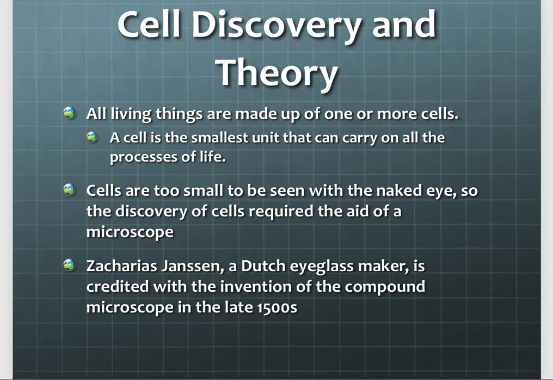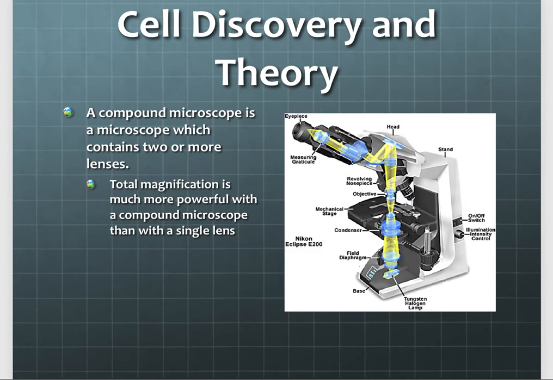So you have to have that magnification as well as resolution, and the resolution part is making it sharp. So it really wouldn't do any good to make an image larger if the image was not clear. So the compound microscope has two or more lenses. This is a picture of a compound microscope, and the total magnification with the microscope is a lot more powerful than with a single lens.